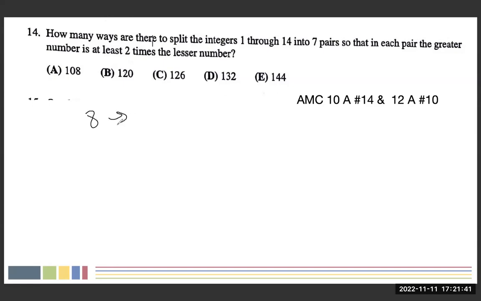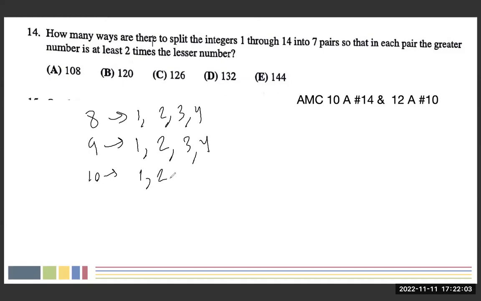For 8, we can't have any of the numbers 9 through 14 pair with it because they're all greater than 8, but they're not at least 2 times 8, because 2 times 8 is 16, which is greater than 14. So it can only be paired with 1, 2, 3, and 4. And if we go on to 9, we see the same thing happens, 1, 2, 3, and 4, because 5 is too big. 5 times 2 is 10, which is greater than 9.